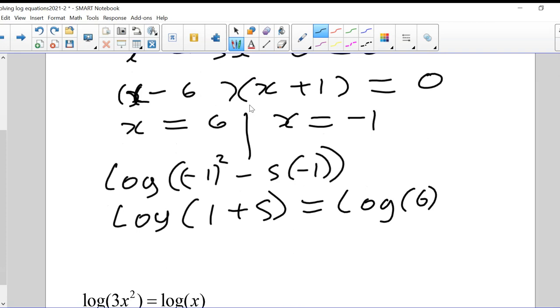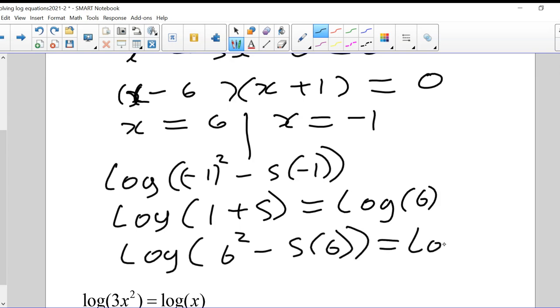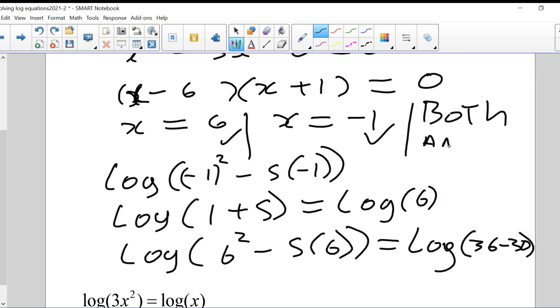How about the next one? Next one should be, we said 6. So that should be the log of 6 squared minus 5 times 6. Well, that's going to be equal to the log of 36 minus 30, which is still 6. So guess what? Both answers are good, both answers are acceptable. Nothing wrong with it.